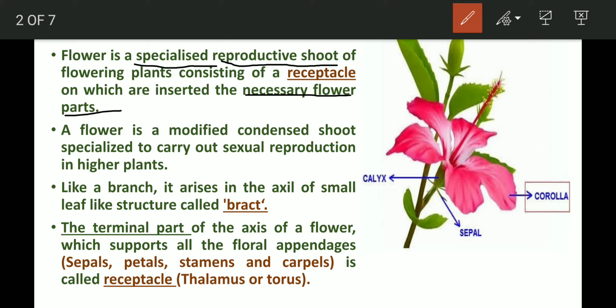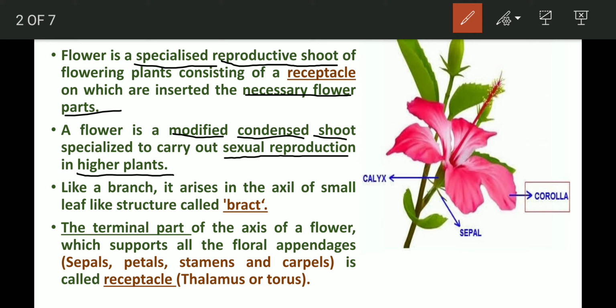What is a flower? A flower is a modified condensed shoot. Okay, that is a part of the shoot system. So, flower is a modified condensed shoot, specialized to carry out sexual reproduction. It undergoes sexual reproduction in higher plants. Flower is the mode of sexual reproduction in higher plants.